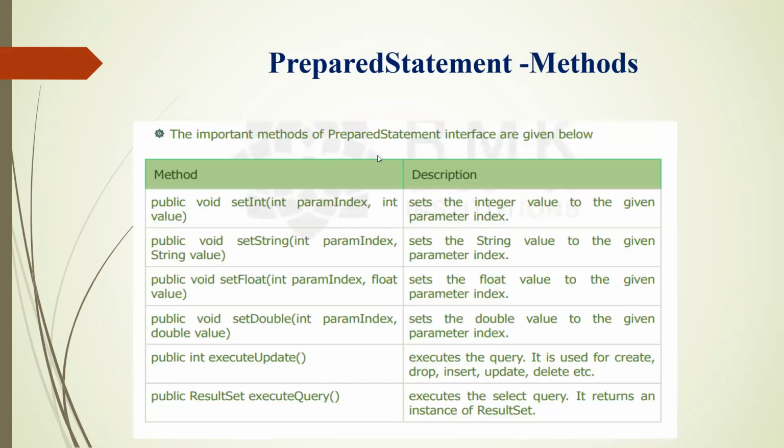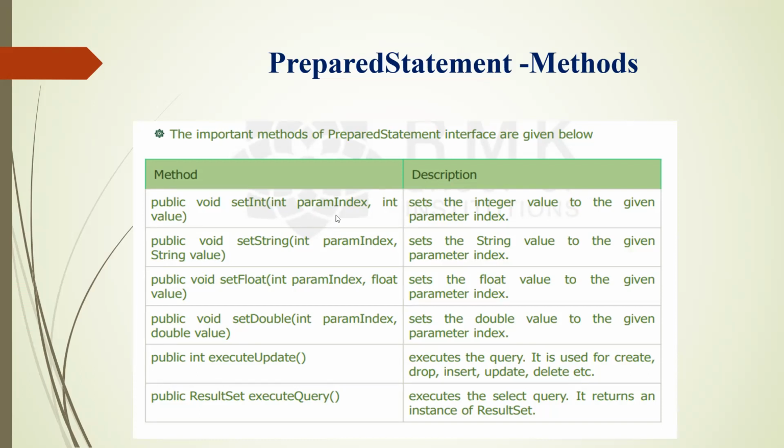In PreparedStatement, we have several methods supported with this interface. Important methods of the PreparedStatement interface are given here. setInt(): its full syntax is public void setInt(int parameterIndex, int value). It returns a void output. We pass here the position of the parameter, that is, which particular question mark.